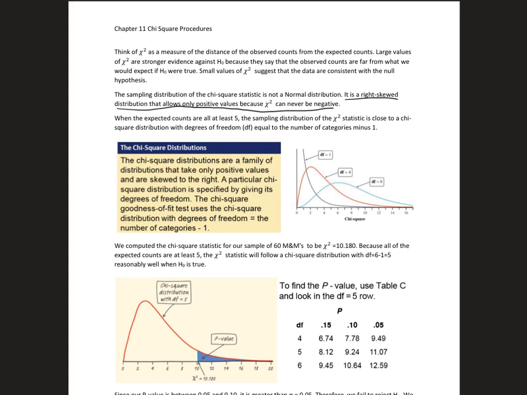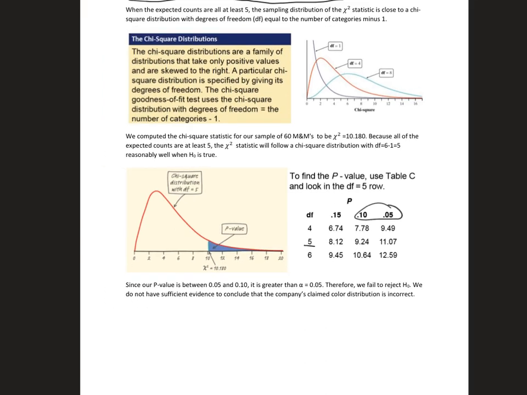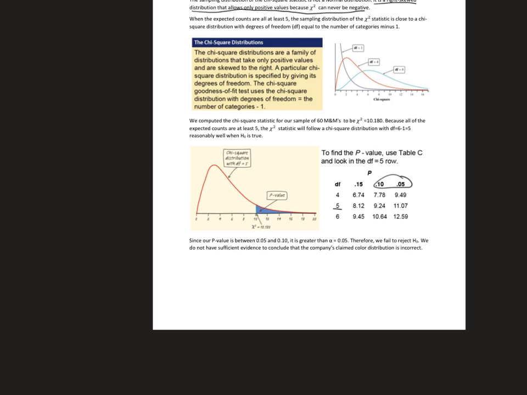We also saw from the previous page that all of our expected counts were greater than 5. So, we computed the chi-squared statistic for a sample of 60 M&Ms to be 10.180, and because all of the expected counts are at least 5, it will follow a chi-squared distribution with 5 degrees of freedom. So we come over here and see, where is that? We have 5 degrees of freedom, and a chi-squared value that was between 5 and 10%. So our p-value is between 5 and 10%. It is greater than an alpha of 5%, therefore we fail to reject the null, and we do not have sufficient evidence to conclude that the company's claimed color distribution is incorrect.